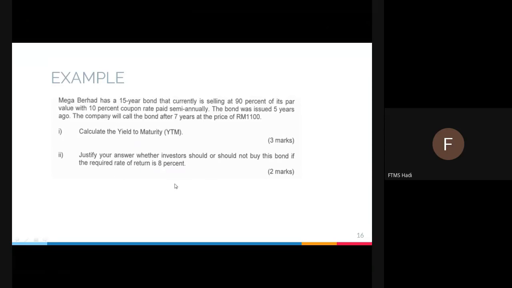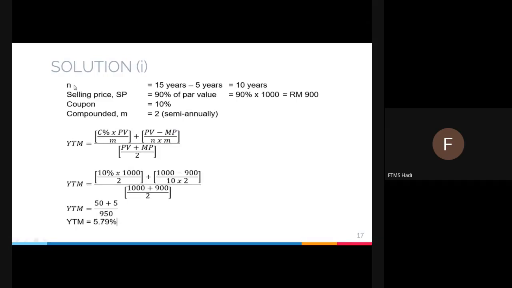Okay, so the first question is calculate the yield to maturity, which is YTM. So it displays in this value. Remember, you need to extract the information to make it easier. N is equal to 15 years minus 5. 15 years is the bond life, and 5 years is what was issued 5 years ago. So the difference makes it 10 years.